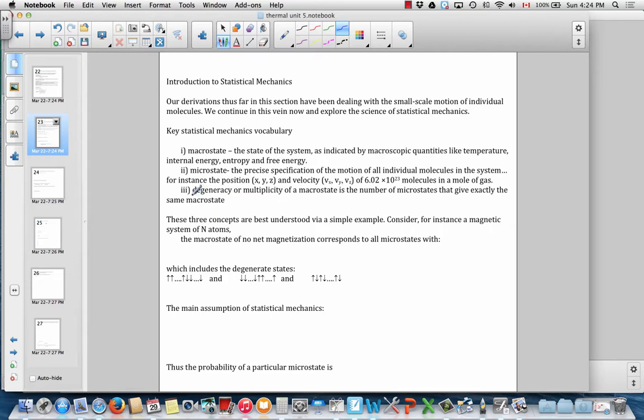Degeneracy is a term that refers to the fact that a number of microstates will give exactly the same macrostate, and the degeneracy is that number. It's the number of microstates that give you an equivalent macrostate. As an example, let's say we have a magnetic system of n atoms, and the macrostate of no net magnetization, so that's going to be half of the atoms with an upwards magnetization, and the other half of the atoms with a downwards magnetization. So there's no net magnetization.